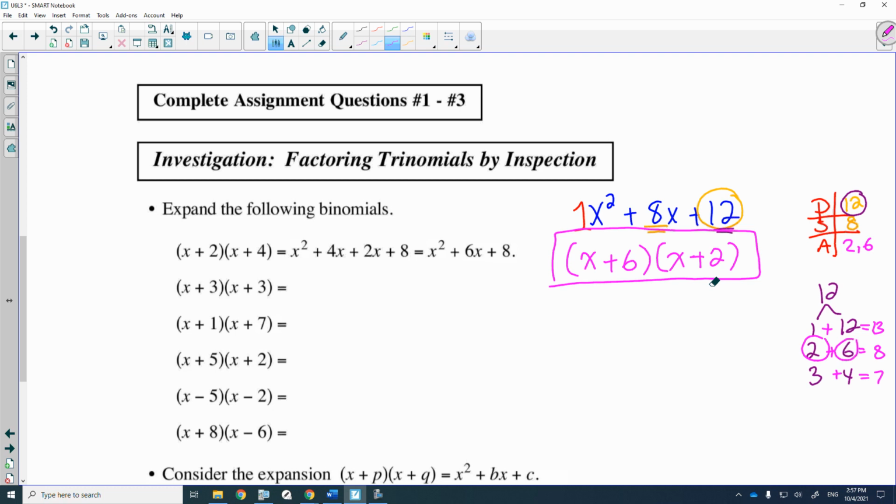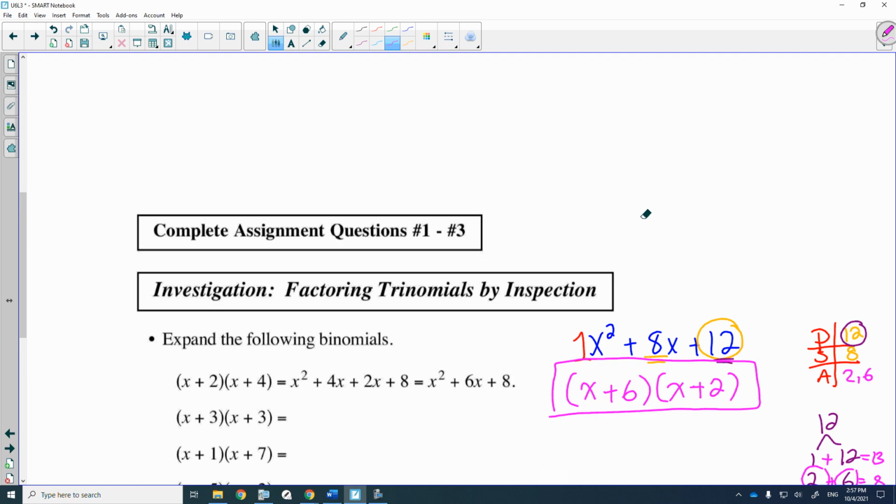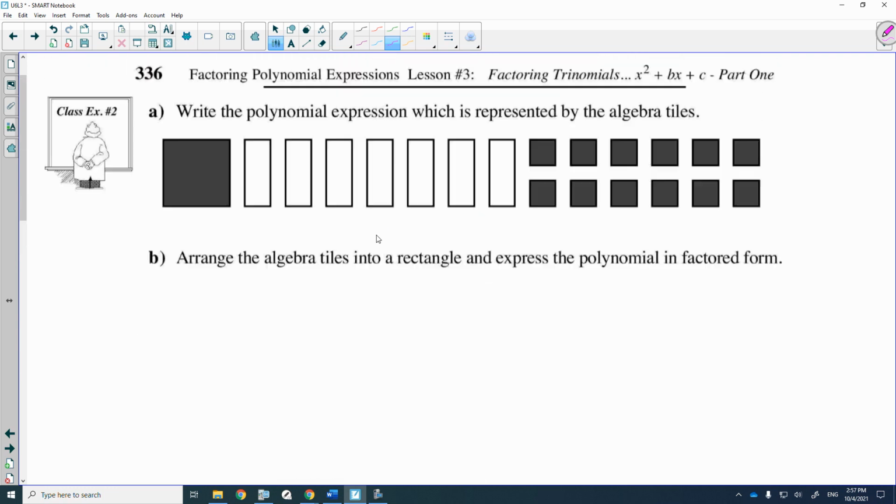All right, let's do another one. And I'm going to make it slightly more complicated, not very much though. I'm just going to now give you a question where this number is going to be negative. So let's do up here.